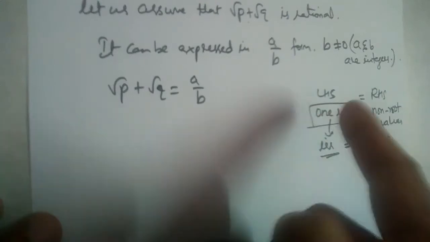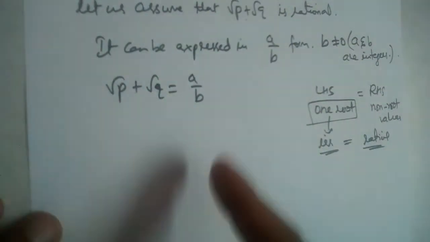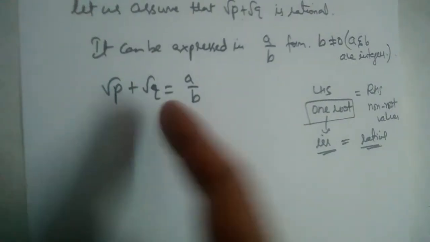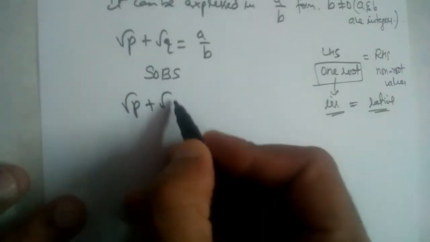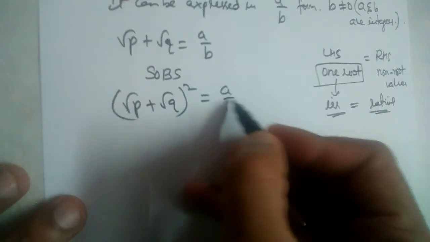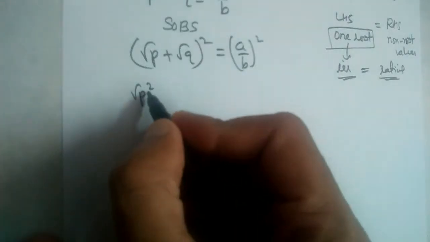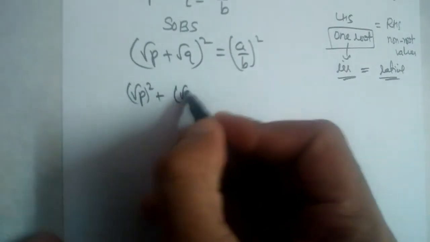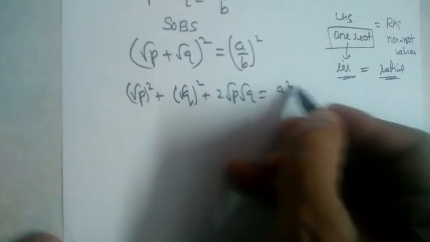Our aim should be to have one root on the LHS, right? But here we have two roots. How can we make them one root? How can we have one root on the LHS? By squaring on both sides. So root p plus root q whole squared is equal to a by b whole squared. Let us square this using the a plus b whole square formula. Root p squared plus root q squared plus 2 into root p into root q is equal to a squared divided by b squared.